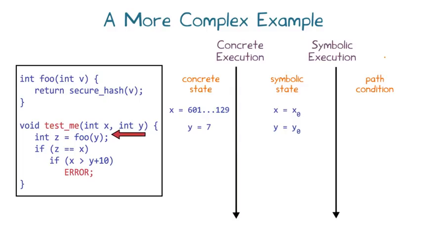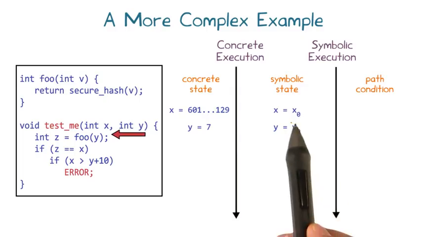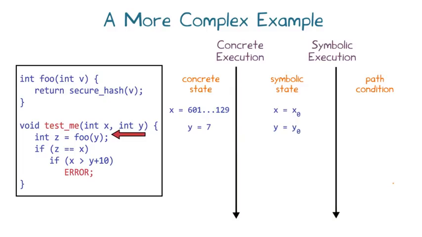The symbolic state, as usual, starts as x equals x0 and y equals y0. Then, the variable z is assigned foo of 7, which is the output of the secure hash of 7. The symbolic value of z is again secure hash of y0.